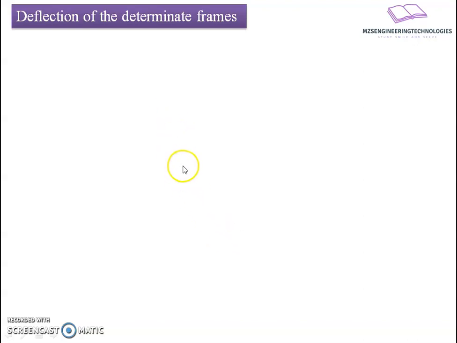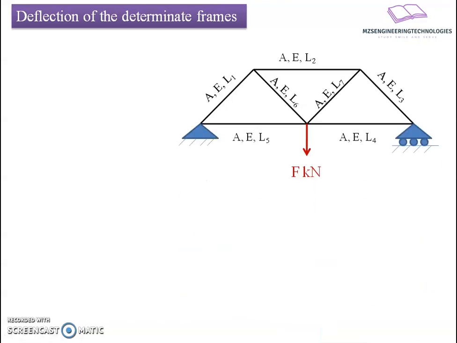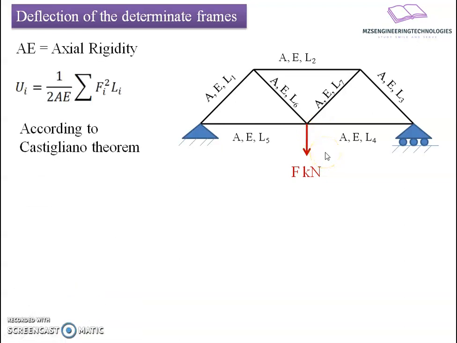Greetings. In the last lecture, we discussed the deflection of determinate frames, where we used Castigliano's first theorem to find the deflection caused by the applied force in a given system. It states that if we take the derivative of the total strain energy possessed by a system with reference to the applied load, we get the displacement due to that applied load.